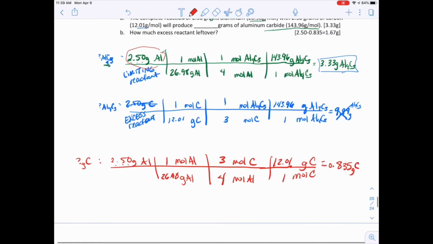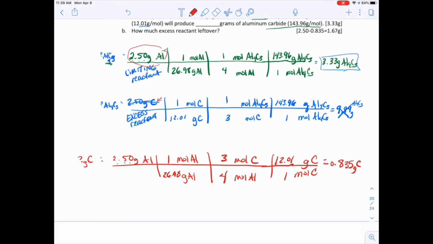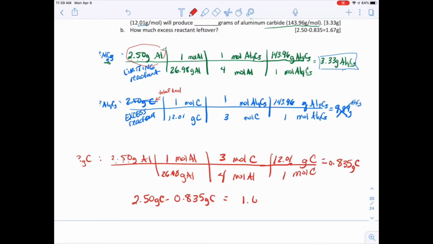We want to go back and double check how much we initially had, and it's going to be that 2.5 grams of carbon. That's the total amount that we had. So 2.50 grams minus the 0.835 grams of carbon, and that's going to give us 1.67 grams of carbon. That's how much is left.